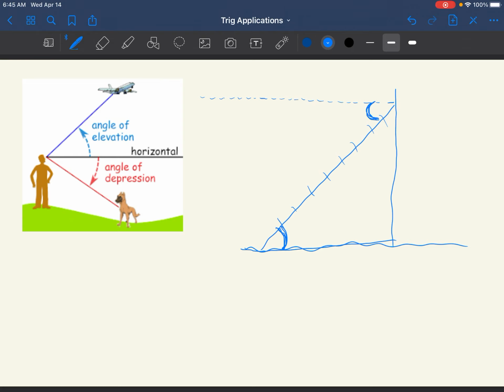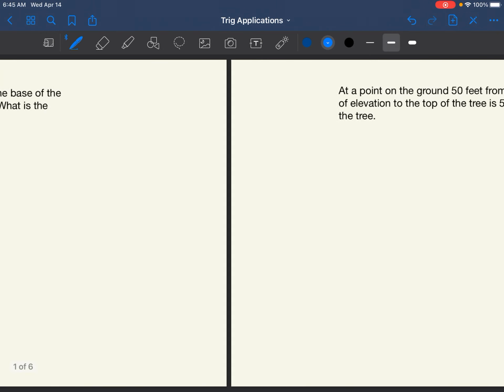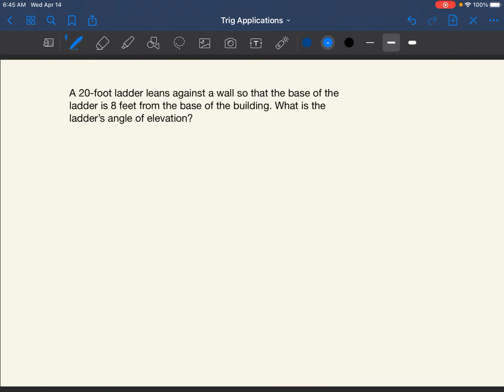Now, when we start working problems, there's one extra step we have to take when we have an angle of depression. And I will tell you how to work that when we actually start doing some of those problems. We will do angle of depression in the last two problems. But right now, let's go ahead and get started with the word problems. And we will see those terms coming up again, angle of elevation and angle of depression.